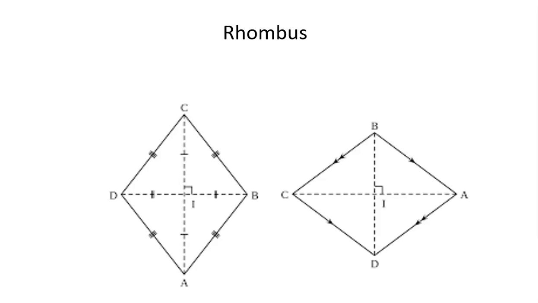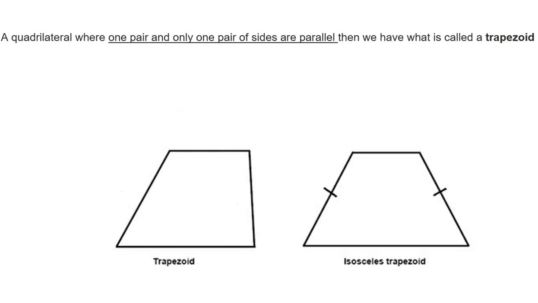A rhombus is a special type of parallelogram. Really, the only difference between a parallelogram and a rhombus is a more specific type of parallelogram where all of the sides are equal. So all of these sides are going to be equal, which means all of the bisectors are going to be equal as well. So a rhombus is a pretty particular type of parallelogram.